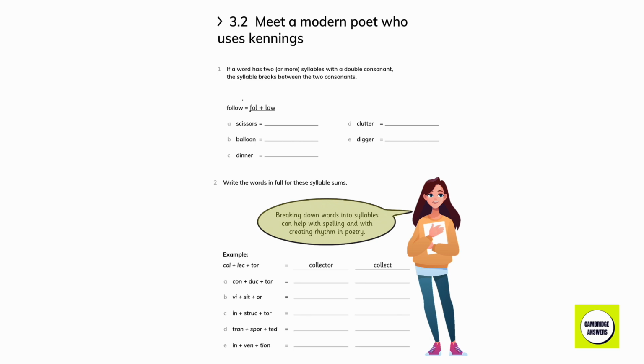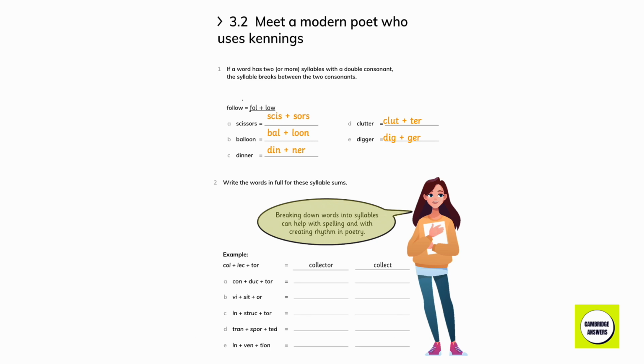Exercise 3.2. Meet a modern poet who uses kennings. If a word has 2 or more syllables with a double consonant, the syllable breaks down between the 2 consonants. For example, follow will be separated into fall and then low. Scissors, balloon, dinner, clutter, digger.